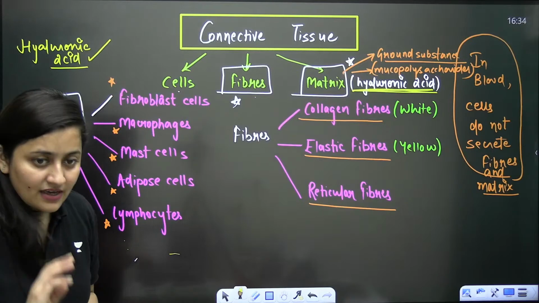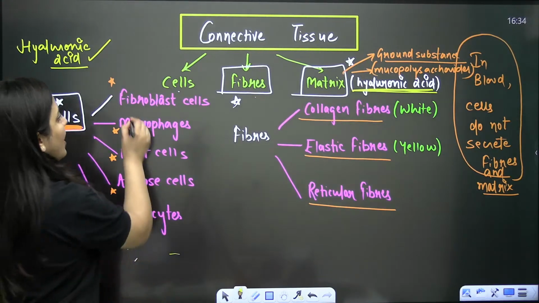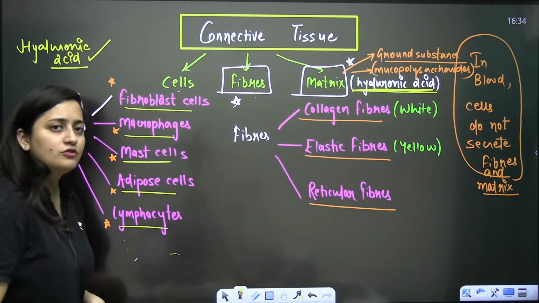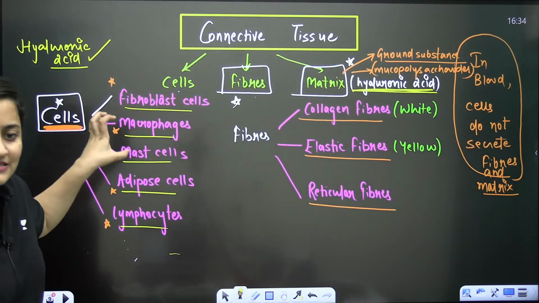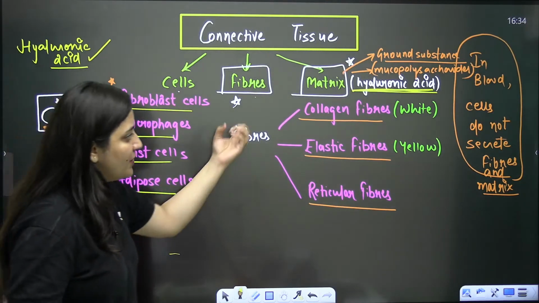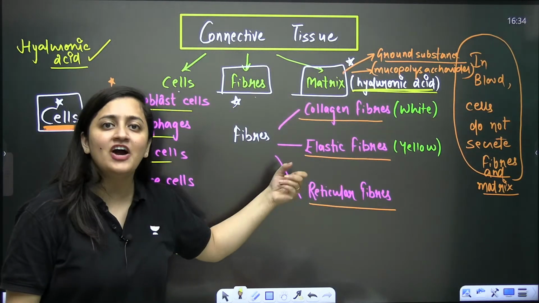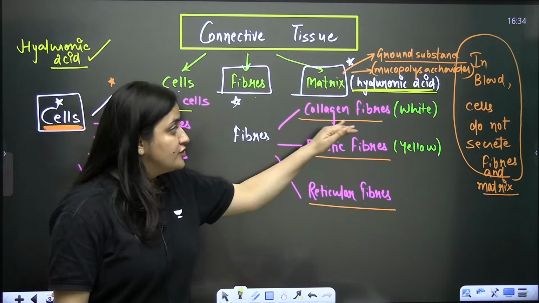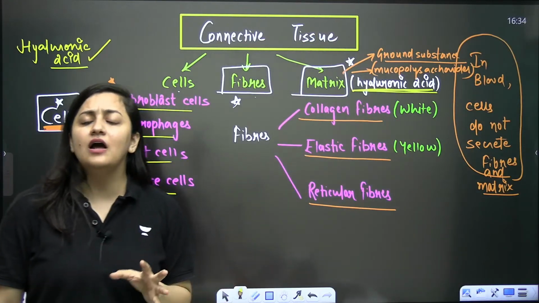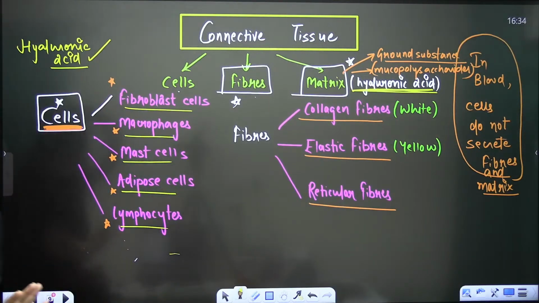Clear? So in cells, you have fibroblast cells, macrophages, mast cells, adipose cells, lymphocytes. And in fibers, collagen fibers, elastic fibers, reticular fibers. And matrix is the ground substance having hyaluronic acid.